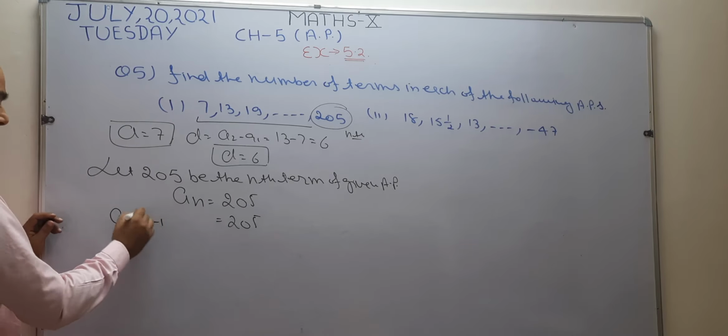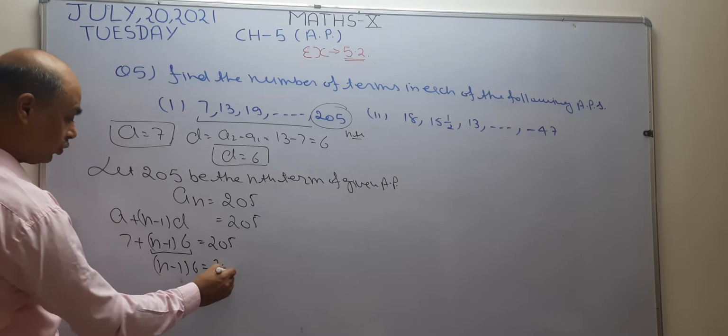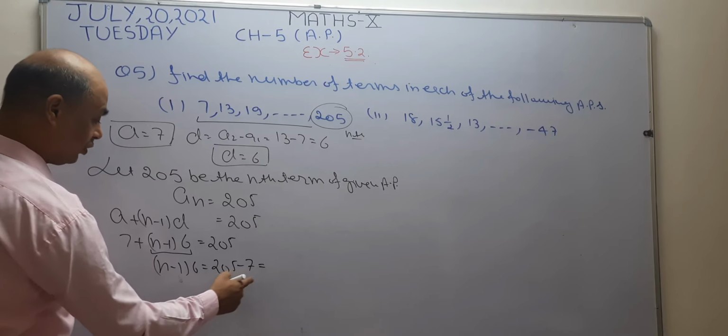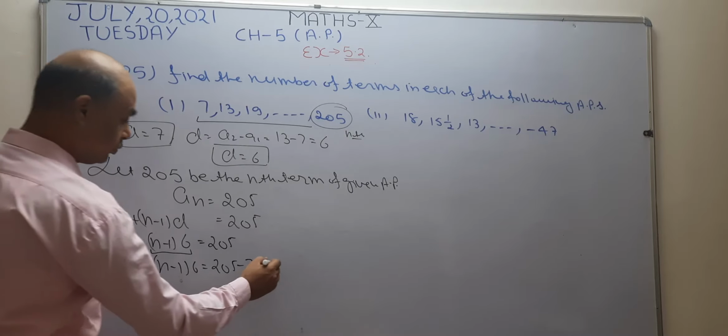From this I want to check the value of n. So for this I take this 7 from left to right. So this (n minus 1) into 6 is equal to 205 minus 7. And we subtract 7 from 205. So this becomes 198.